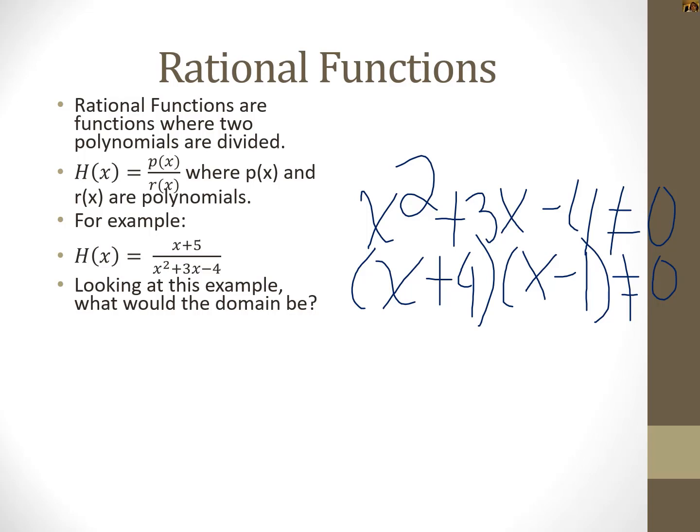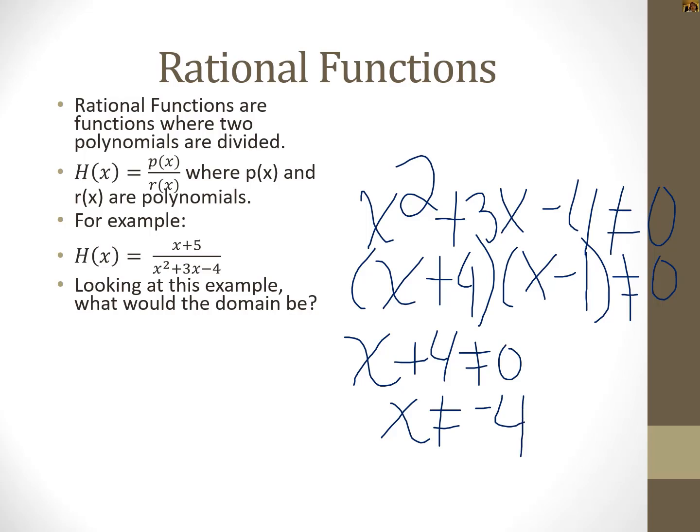would be 0. So if you solve to find out what x cannot be when x plus 4 cannot be 0, you would subtract 4 from both sides and find out that x cannot be negative 4. If you do the same thing with the other factor, you would find out that x minus 1 cannot be 0. So if you add 1 to both sides, x cannot be 1.